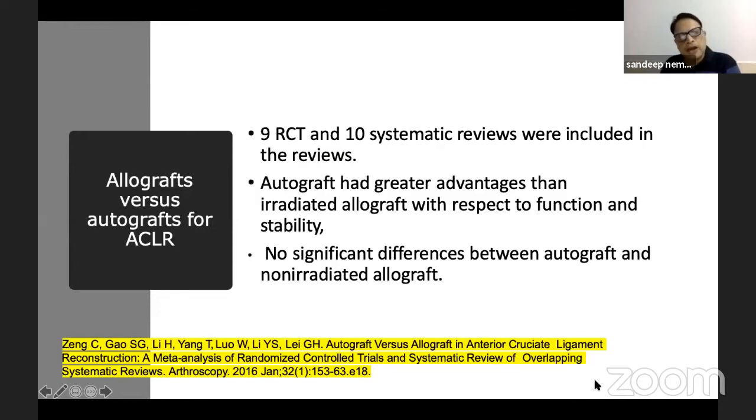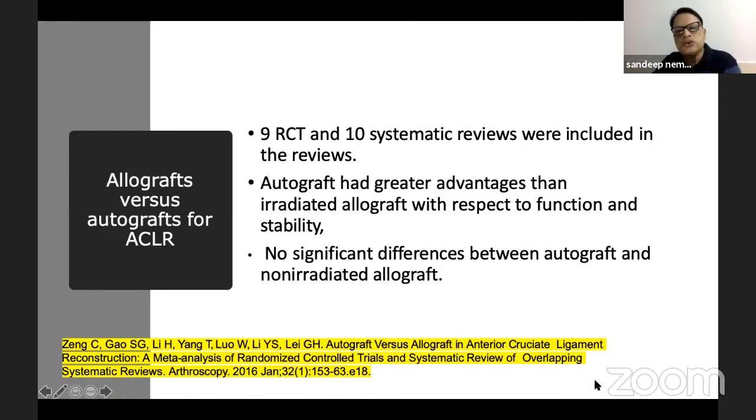So when we compare allografts versus the autografts for ACL, what we see is this particular meta-analysis of randomized controlled trials and systematic review of overlapping systematic reviews, published in Arthroscopy 2016. And they looked into allograft versus autograft for ACL reconstruction. There were 9 randomized controlled trials and 10 systematic reviews in this review. And they found out that autograft had greater advantages than irradiated allografts with respect to function and stability. And there is no significant difference between autografts and non-irradiated allografts.